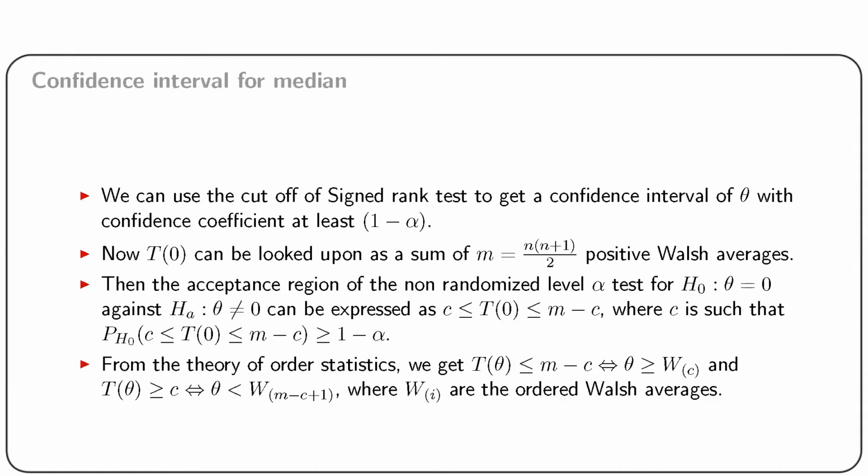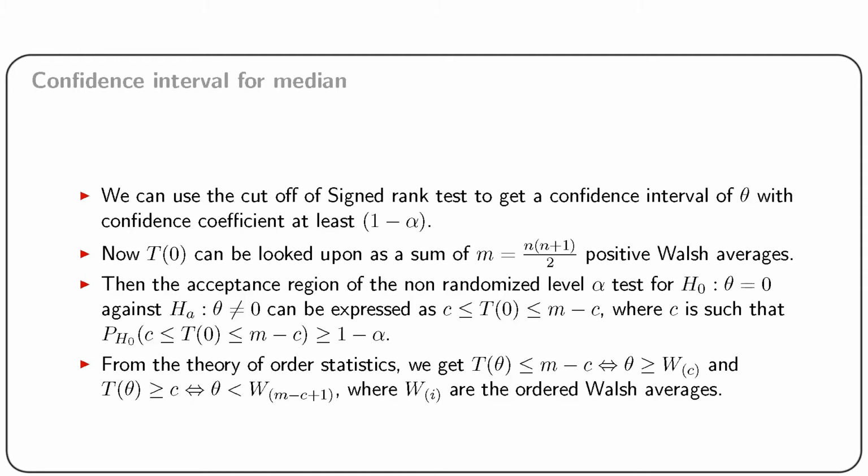The idea is to use the acceptance region of such a test. Now, the test statistic can be looked upon as a sum of m equal to n into n plus 1 by 2 positive Walsh averages. Then, due to symmetry, the acceptance region of the non-randomized level alpha test for testing theta equal to 0 against theta not equal to 0 can be expressed as C less than equal to T naught less than equal to m minus C, where C is such that the probability content exceeds 1 minus alpha under the null hypothesis.